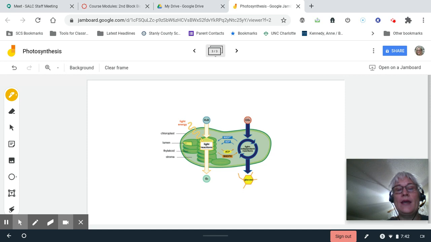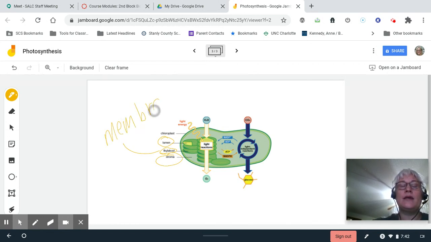It also has these stacks here. Each individual pancake, I like to call them, is a thylakoid, and the stacks of them are called a grana. And inside each of these stacks is a lumen, and then outside it is an area called the stroma. And so the membrane of the thylakoid, someone write the word membrane out here, it is where all of this is going to start.